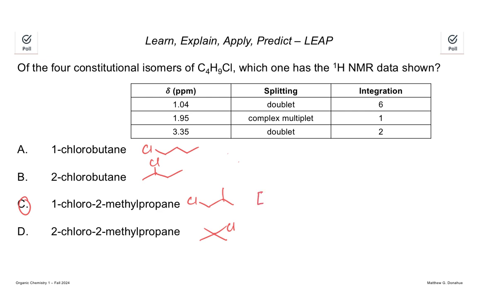So how many unique carbons does C have? So 3. So the methyl groups are the same. That's 1, the methine, and then the methylene. Because there's no carbons without hydrogens, you're still going to get 3 unique sets of H.